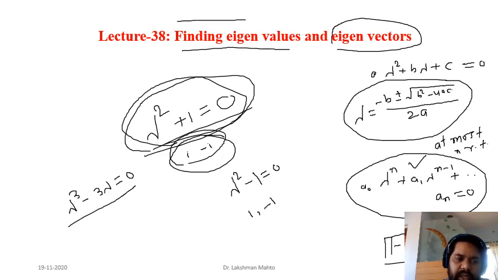So here, luckily, what you observe is that if you take lambda common, then you get lambda into lambda square minus 3. So this cubic polynomial is having three real roots. One is 0, another one is square root of 3, and the last one is negative of square root of 3. So you observe three real roots.